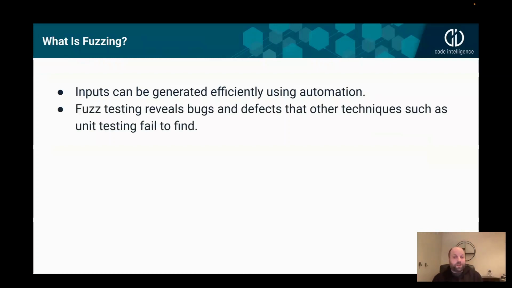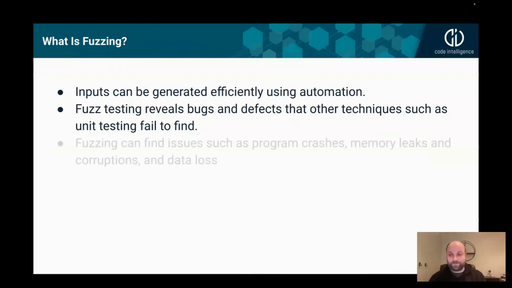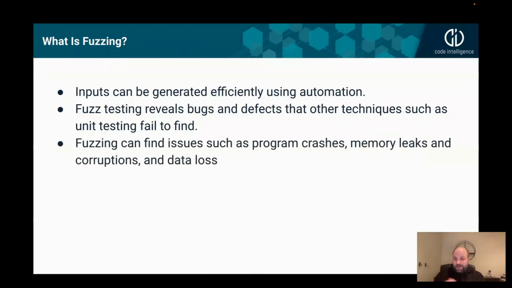Fuzz testing can also reveal bugs and defects that other techniques, such as unit testing, may fail to find. Fuzz testing is surprisingly effective. Just the idea of passing in inputs that are random or semi-random can reveal a lot of bugs and be a very good exploratory technique to find a large class of defects in software. Fuzzing can also find a range of issues, as I mentioned, such as program crashes, memory leaks, memory corruptions, and data loss. So these are very severe issues, right?